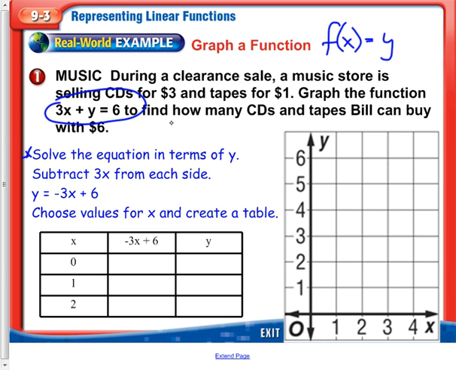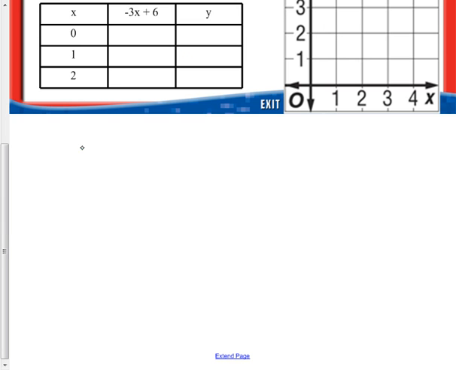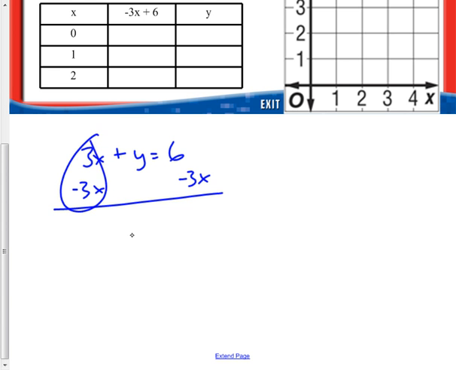All right, so I'm going to extend this. It's 3x plus y equals 6. So in order to get this over there, we have to subtract 3x on both sides. Now this is 0, and we get y equals negative 3x plus 6.